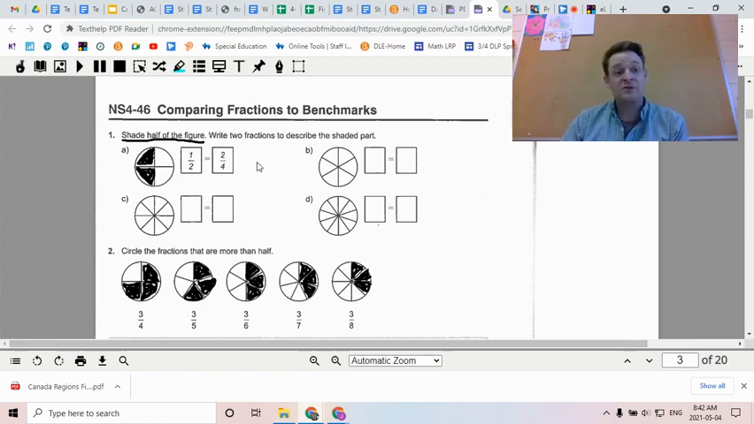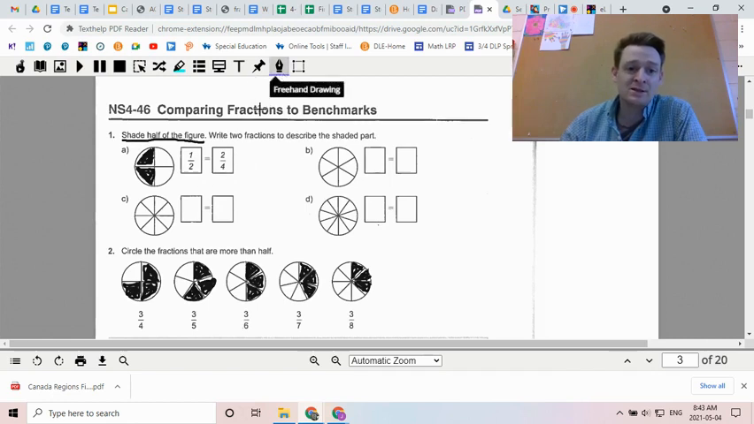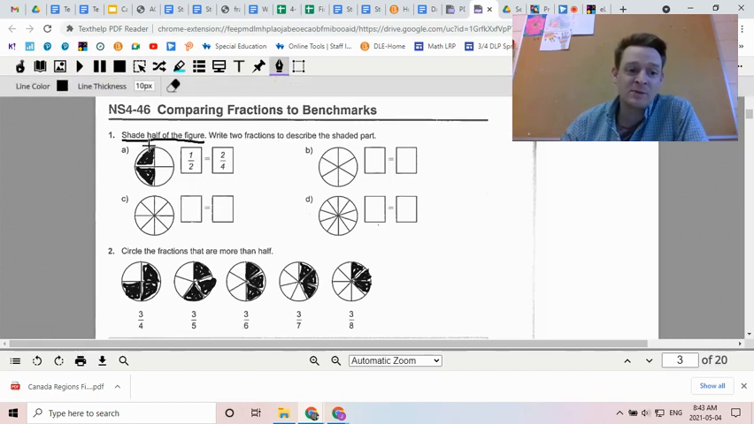So in this first question, it says shade half of the figure. So the first thing you're going to do is shade half of the figure, and then you will write 1/2 equals, and then you'll write the fraction that your picture is showing. So in this picture, we have 4 equal sections, and 2 of them are shaded. So we could call this 1/2 of our shape is shaded, or we could say 2 out of 4 pieces are shaded, 2 quarters. And that's just showing that some fractions can use different numbers to show the same amount. So 1/2 is showing the same amount as 2 quarters.